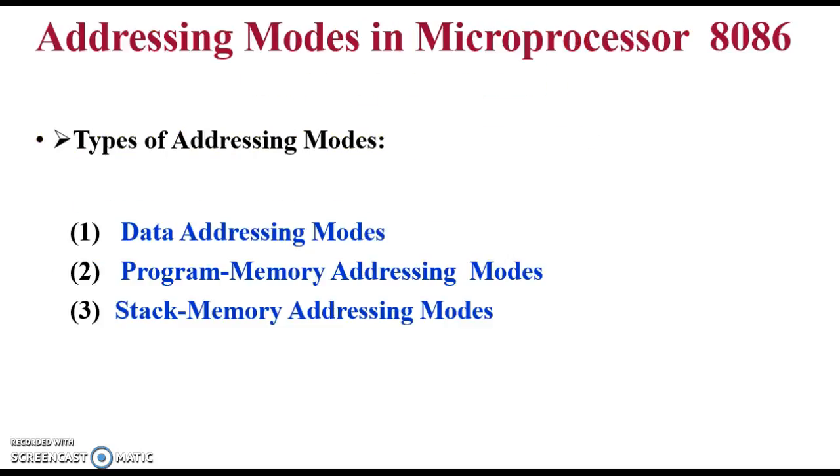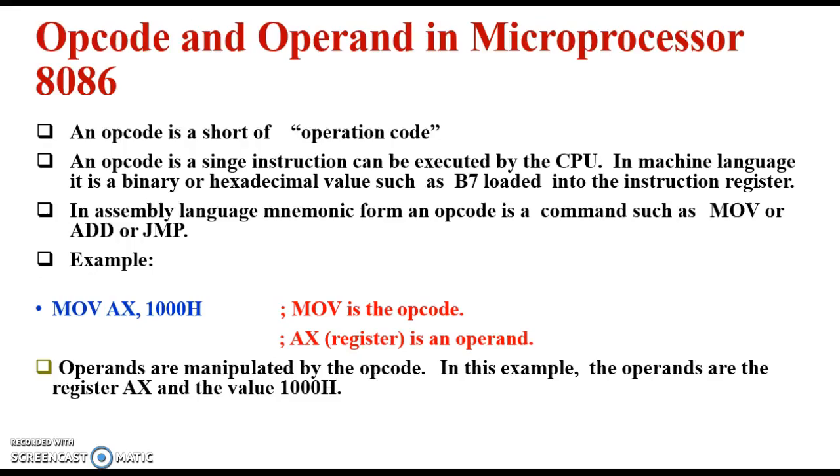Now, there are three basic types of addressing modes: data addressing modes, program memory addressing modes, and stack memory addressing modes. In this session, we will discuss only data addressing modes. Before this, we will discuss what is opcode and operand in 8086.